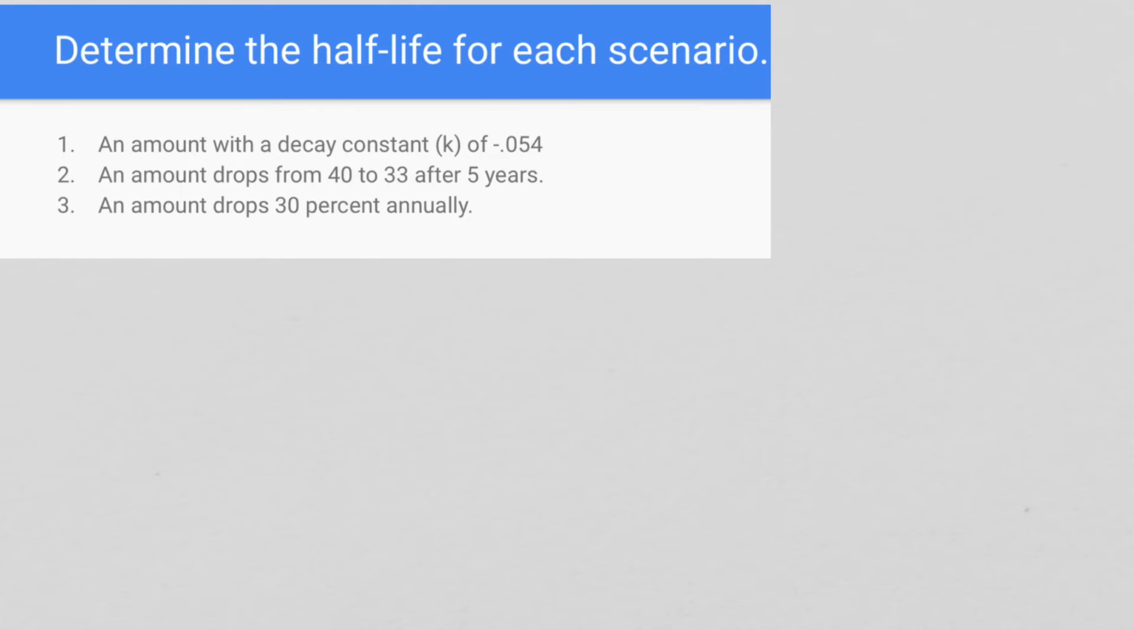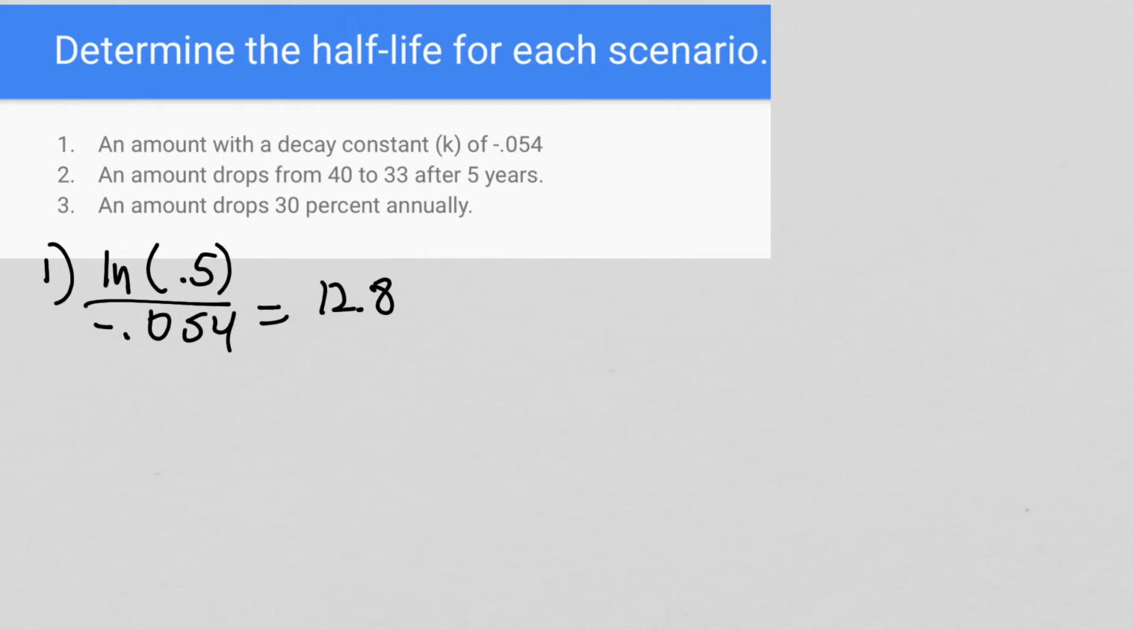So let's look at A. A is asking us to determine the half-life of an amount with a decay constant of negative 0.054. Well, we all know how to do that one. We're doing the natural log of 0.5 over the constant, and that's going to give me my half-life. So do that in the calculator. You get 12.84.